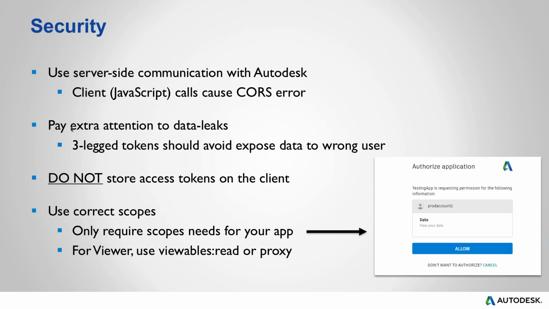And as I mentioned before, do not store access tokens on the client. And if you must, use the viewables read scope for the viewer only. Do not store data read or especially data write scopes on the client, because that's a security risk. And if you have a website that is storing that information in a cookie, for instance, make sure to use encrypted cookies. Do not use unencrypted cookies, right? There is an option to do that as well.